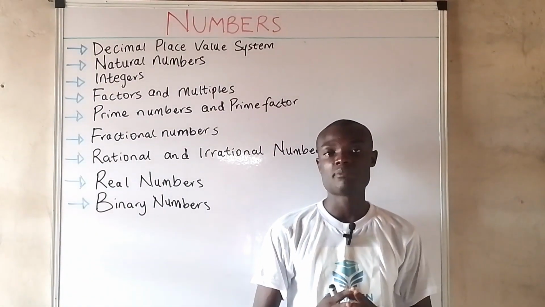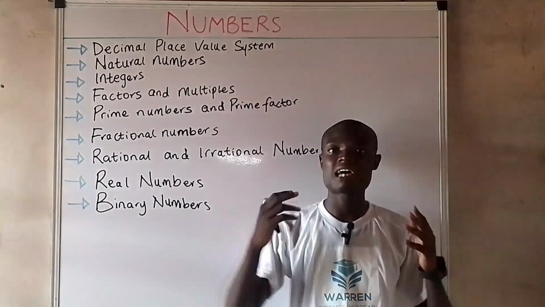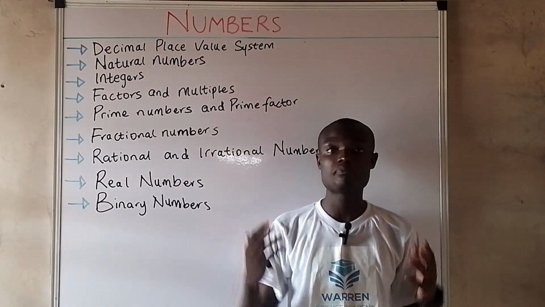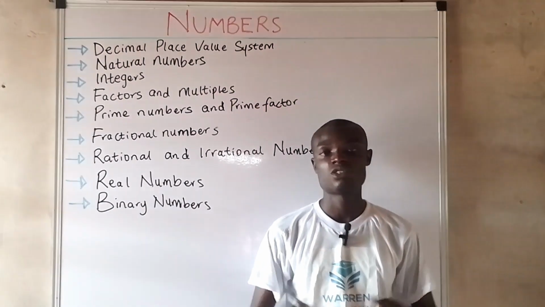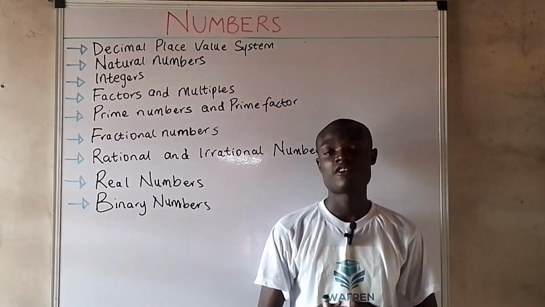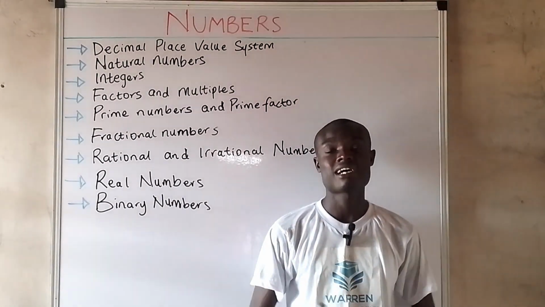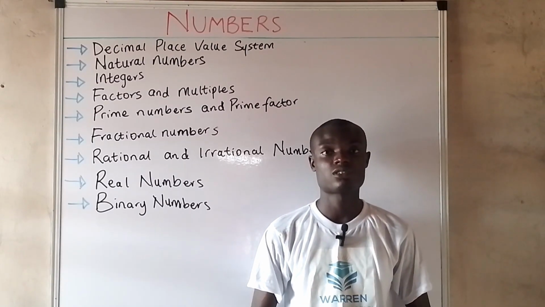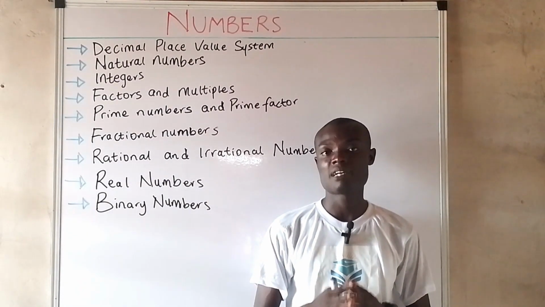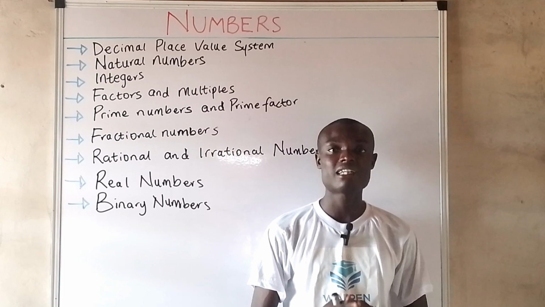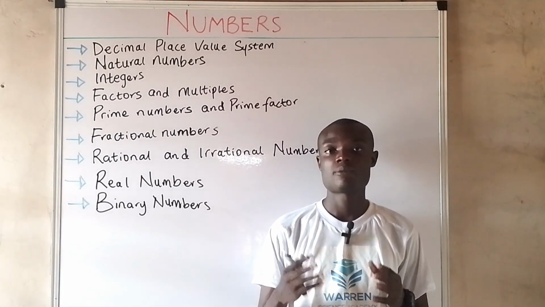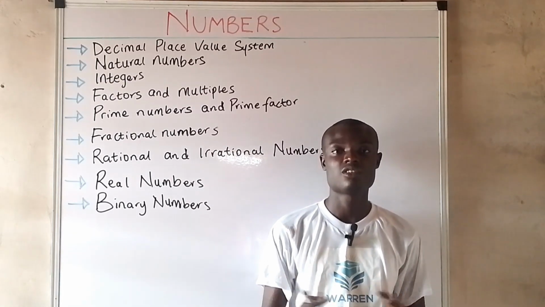As food is important to humans, and alphabet and words form the basics of the English language, so also numbers form the basics of mathematics and are important to mathematicians. Whatever you are doing in mathematics, you are either adding, subtracting, multiplying, or dividing numbers.